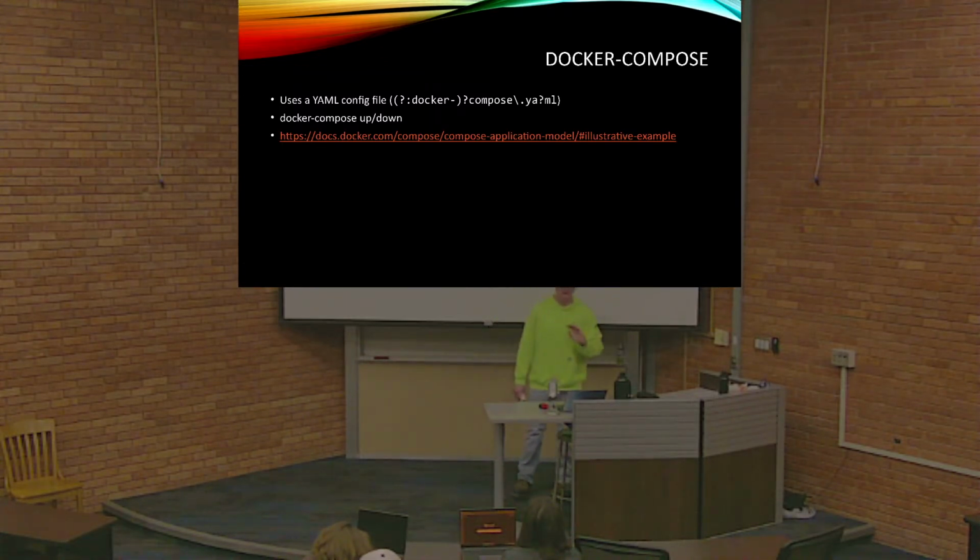It also does a lot of cool stuff with host names. If you name the service Postgres, then in your Flask app you just say, go to Postgres, and it'll resolve the domain name really easily.